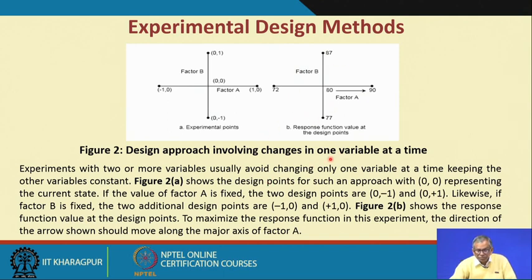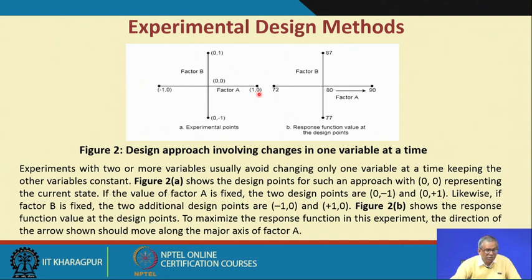Okay. So what you try to do, that means a design approach involving changes in one variable at a time. Is it okay? With one variable at a time, the results are not that conclusive and not that reliable. So this figure shows the response function value at the design points. To maximize the response function in this experiment, the direction of the arrow shown should move along the major axis of factor A. That means if you want to improve the performance, the factor A value should be increasing. That means from this direction you have to move.